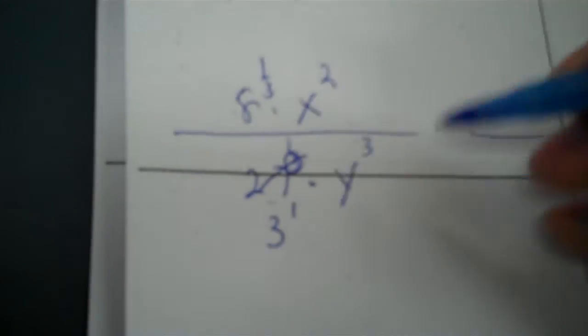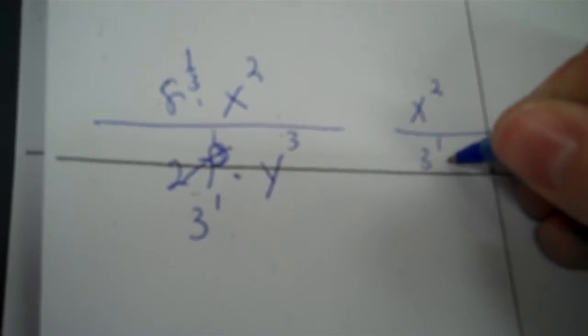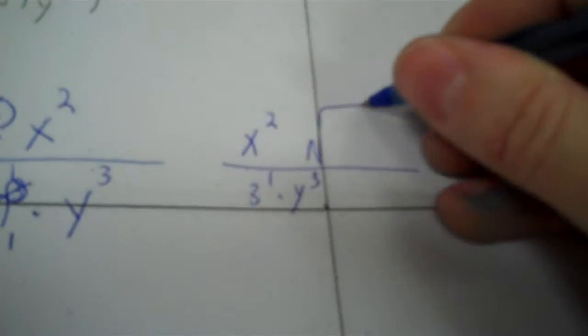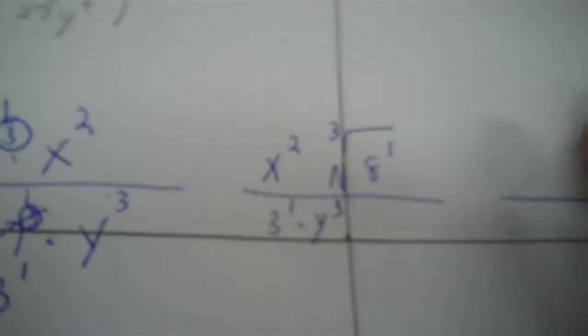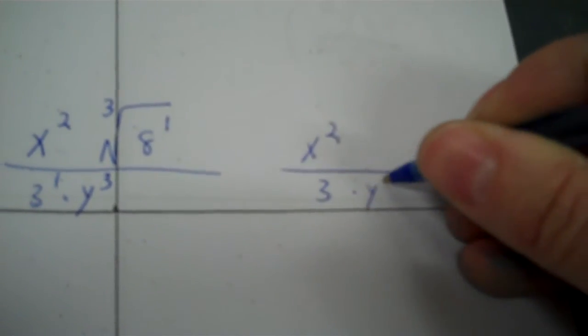Okay, so all the whole exponents we carry over. 3 to the first, y to the third. The one fraction I have, I make a cubed root out of it. It's going to be 8 to the first inside. So I have x to the second. 3 to the first is 3 times y to the third.